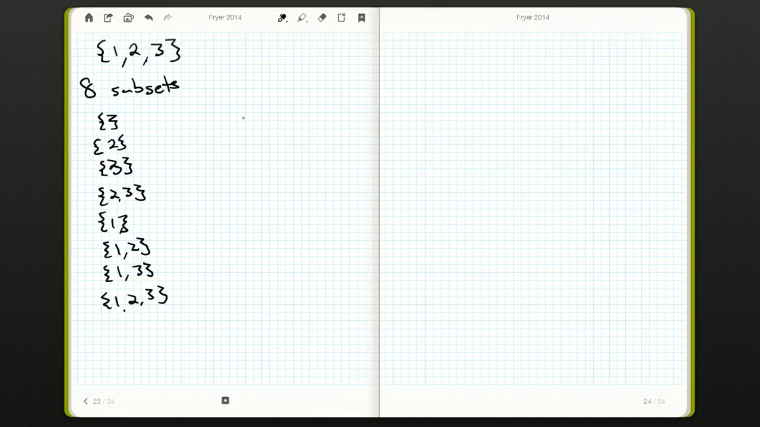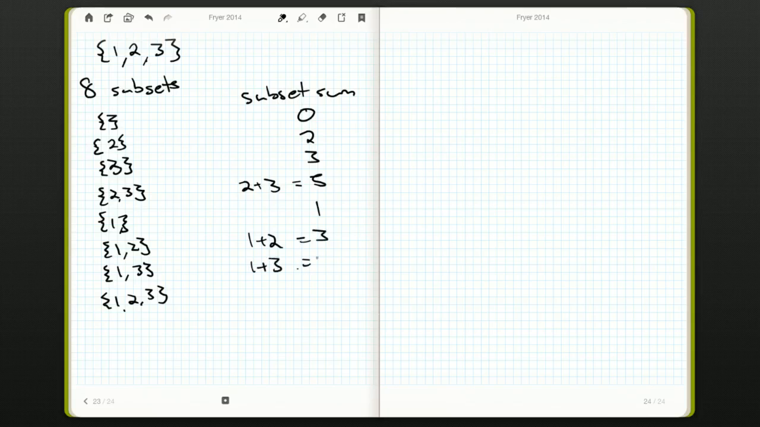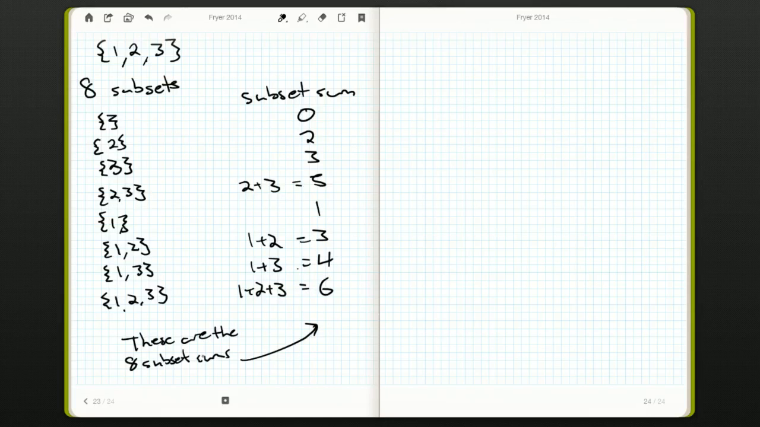That sort of stuff. So here we get a subset sum of 0, 2, 3, 2 plus 3, which is 5, 1, we don't have anything to add up, 1 plus 2, so that's 3, and 1 plus 3 gives us 4, and finally 1 plus 2 plus 3 gives us a total of 6. So here are our 8 subset sums. And that's what we were asked to do. So we could list that in any order we wanted to. You might want to rearrange them to be in numerical order. Notice that we have 2 3s there.